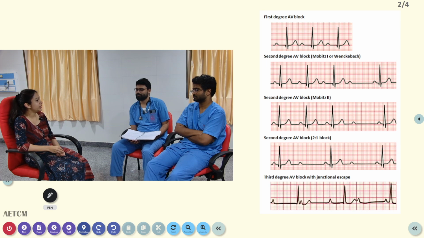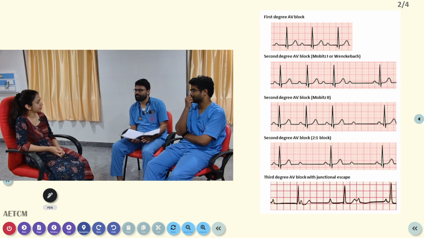Okay. What is sinus arrest? Sinus arrest means every P wave was followed by a QRS complex, and suddenly there is no P wave. No P wave. That means the SA node is not initiating a P wave. So for what duration? What is the minimum duration required?